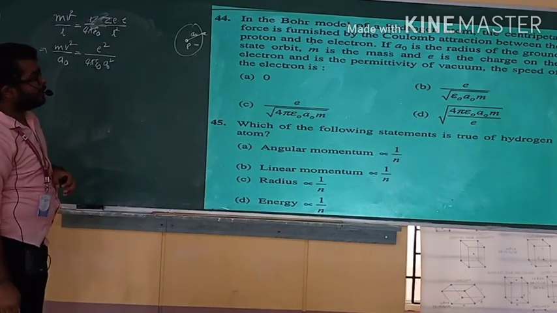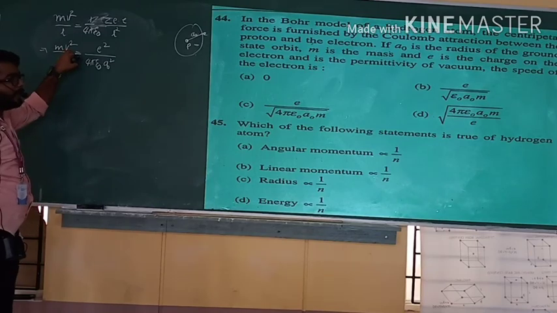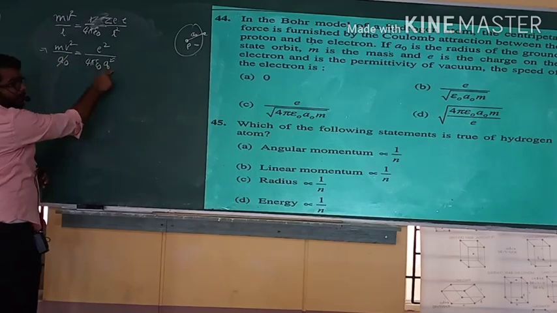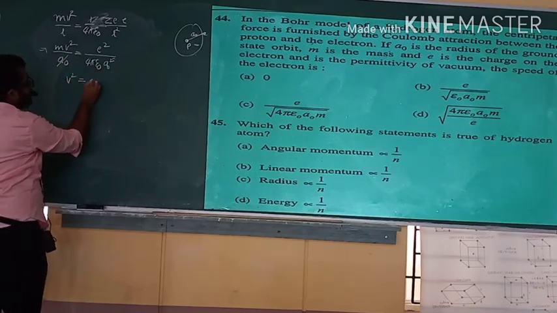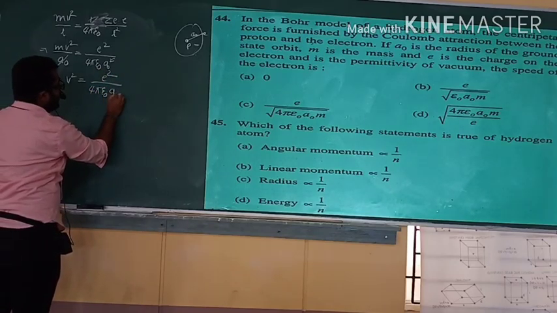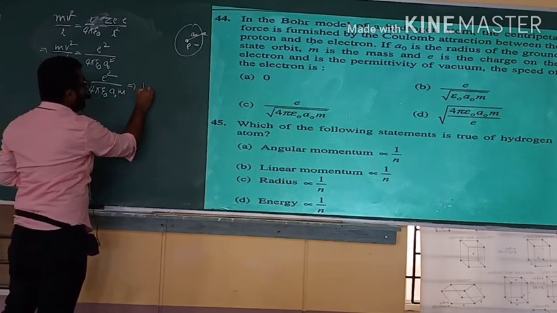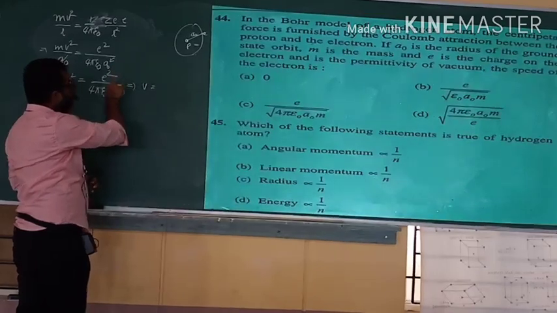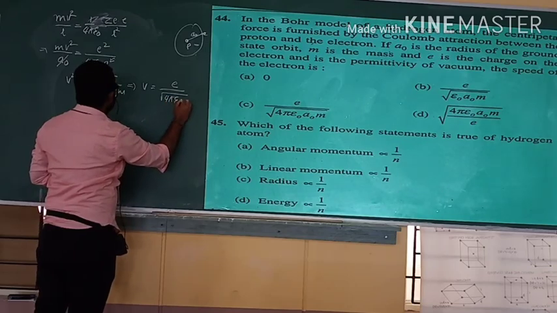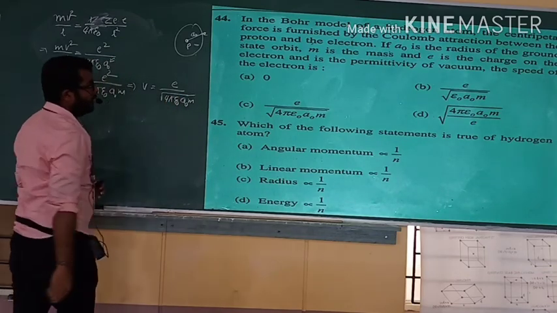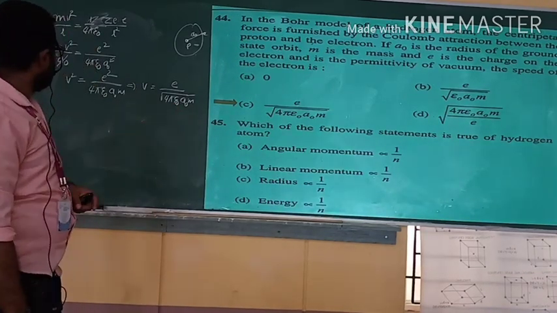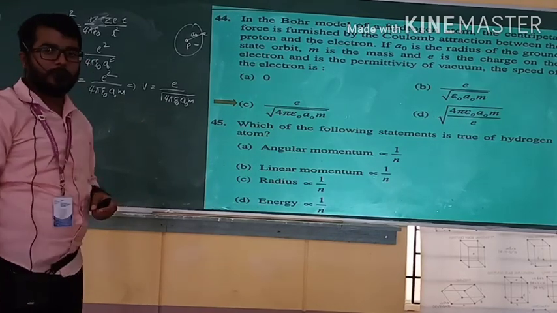So we need to find out the speed of the electron, that is v. So solve for this v: one A0 gets cancelled, and taking this m to the other side, I will get v square is equal to E square divided by 4 pi epsilon naught A0 into m. This implies v is equal to the root of this value. Root of E square is E divided by root of 4 pi epsilon naught into A0 into m. See where this equation is. So this equation is nothing but option C.